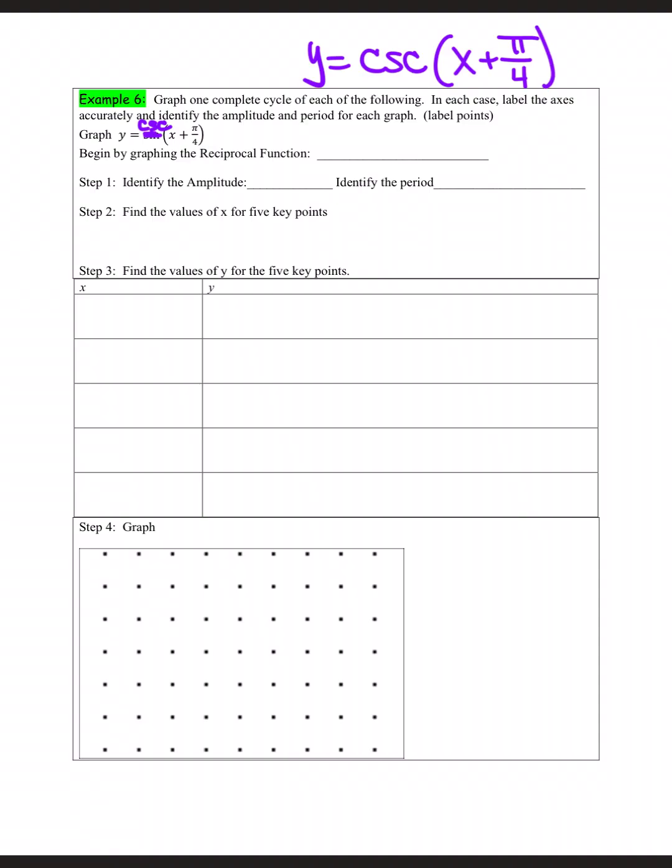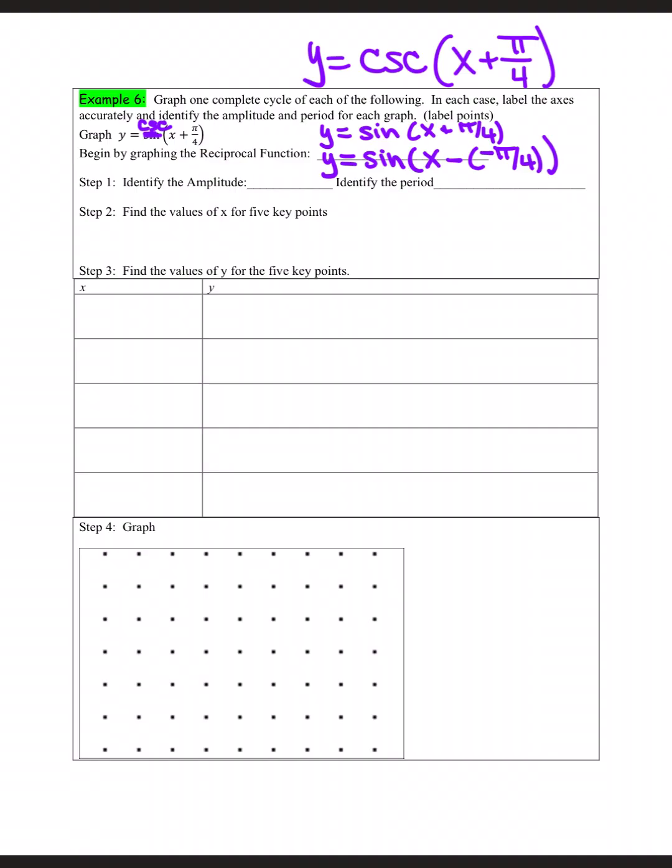So example 6, we're going to graph y equals cosecant of (x plus pi over 4). So my guide function here is the reciprocal function of cosecant, which is sine. So we have y equals sine of (x plus pi over 4). I'm going to rewrite this as y equals sine of (x minus a negative pi over 4), so it fits my format of y equals a sine of (bx minus c).